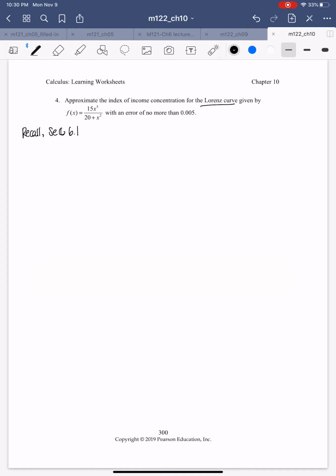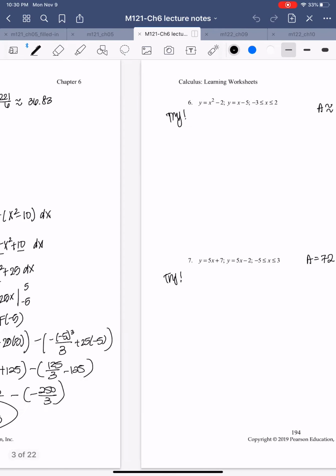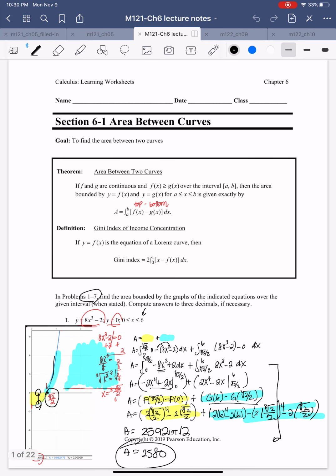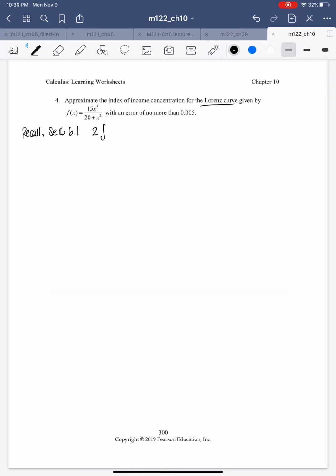So recall the formula for the Lorentz curve from section 6.1. The formula is 2 integral, and I'll show you. I actually pull out chapter 6, Lorentz curve, right here. Equation for the Lorentz curve from the Gini index: 2 integral of 0 to 1 of x minus f of x dx. So I'll use that in a minute.